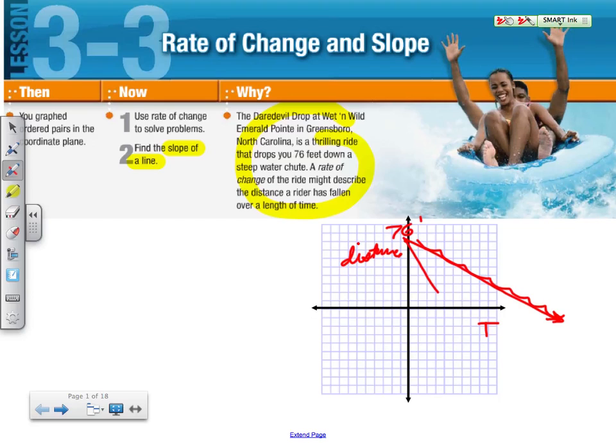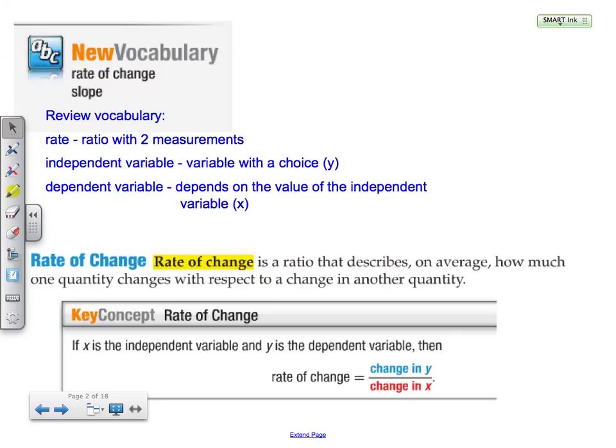If your slope looks like this, you're going to go pretty quickly down, and that slope is steeper and this slope is less steep, and the slope, which will be the change in the rise over the change of the run, will be greater than in a more horizontal one. So I just want you to think about that whole big idea picture about what slope means and what slope looks like. All right, vocabulary.